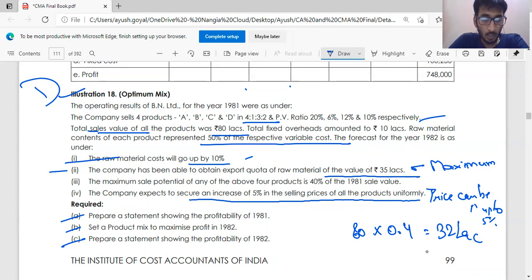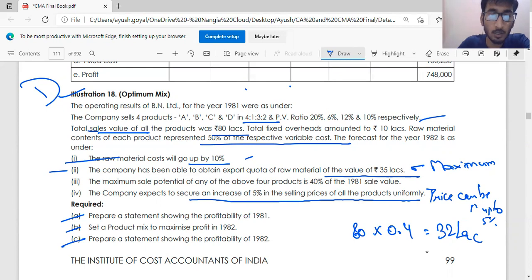What does it mean? It means that what used to happen in the earlier question which we have solved, that there used to be some minimum quantity which we have to produce for any of the product. Now, since in this question no minimum quantity is given, we can completely ignore any one of the products. So we can ignore one product and apply our full resources to another, but the maximum could be 32 lakh. The maximum could be 32 lakh.